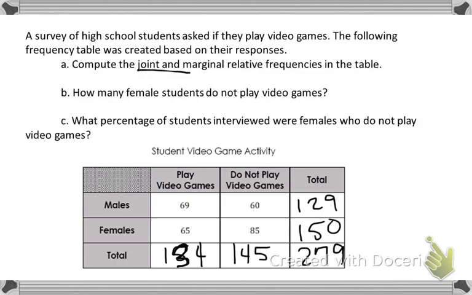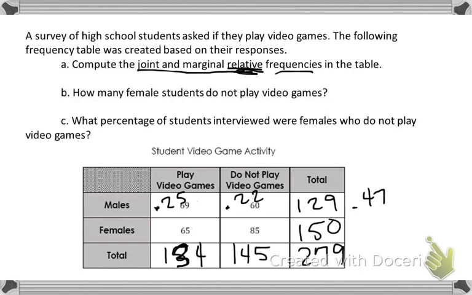It says compute the joint and marginal relative frequencies. So that means I'm going to need to divide each of these in the joint area by 279. And you can divide each of the marginals by 279, or you can just add up, which is what I usually do. So 69 divided by 279 is 0.25. 60 divided by 279 is 0.22. That means this margin is 0.47.